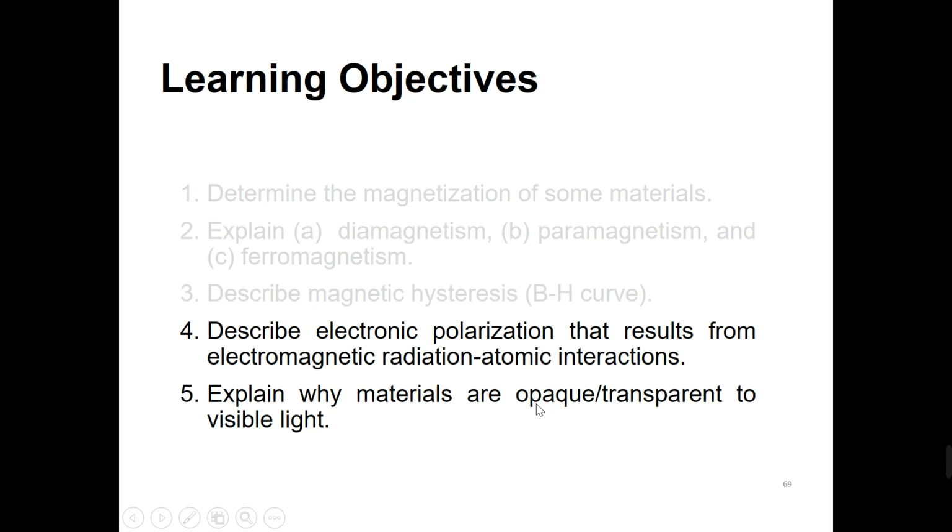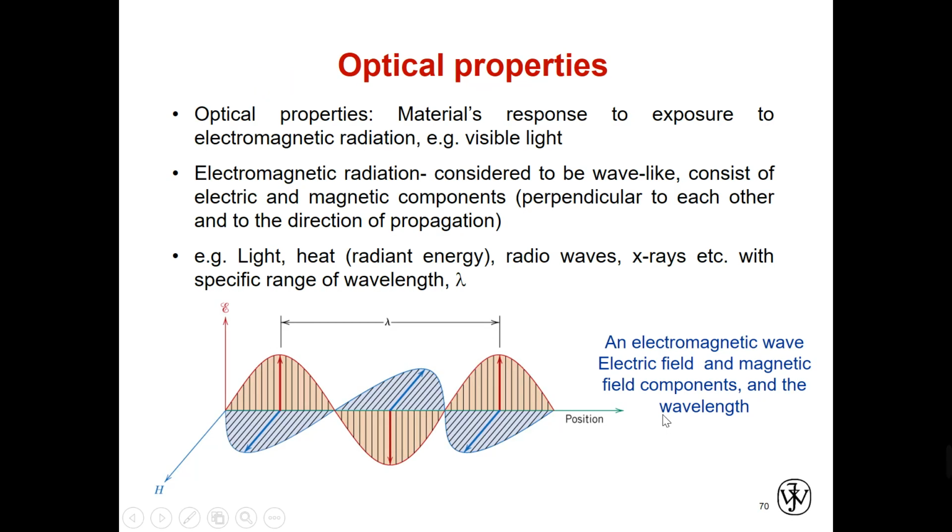For this particular part, we have to describe electronic polarization that results from electromagnetic radiation and atomic interactions. You should be able to explain why materials are opaque or transparent to visible light. So what are the optical properties of materials? It is a material's response to exposure to electromagnetic radiation, for example, visible light.